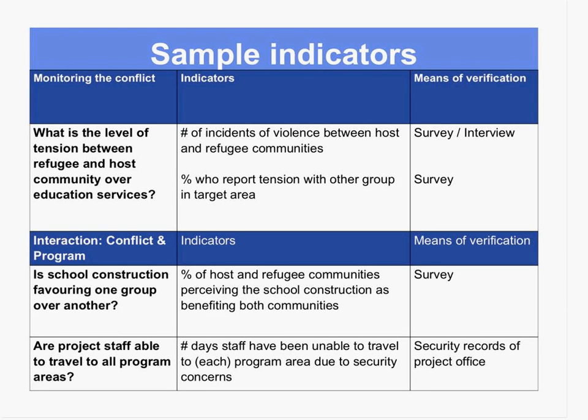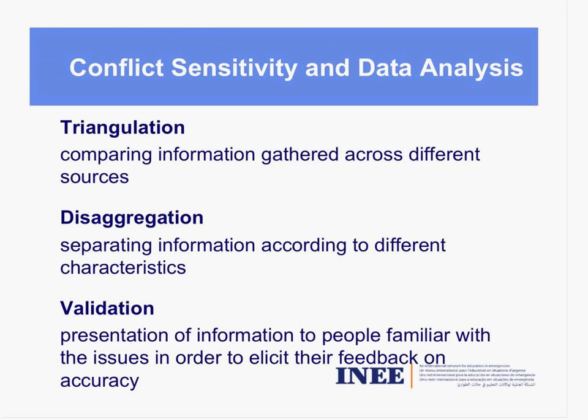Summary. A quantitative approach to monitoring and evaluation of programs needs to include both quantitative and qualitative methodologies in data collection, because we want to understand the perceptions that exist about how our education programming is relating to conflict. Familiar terms to you: we also want to always include triangulation, disaggregation, and validation in monitoring and evaluation of education programs.